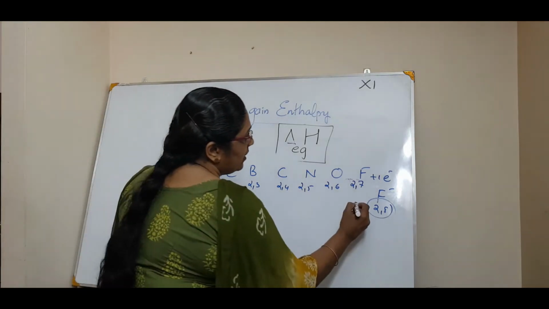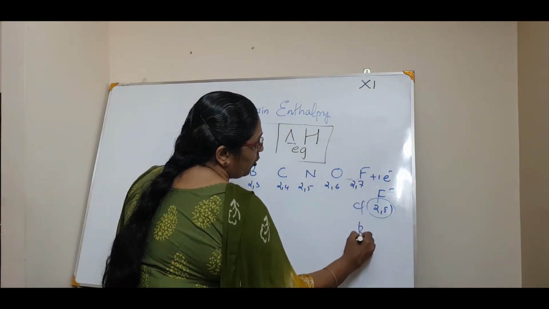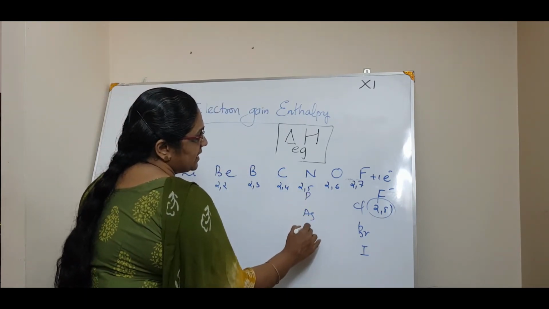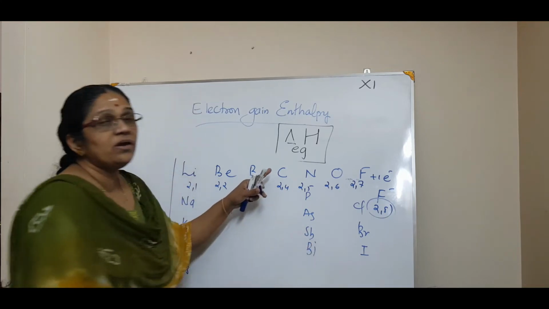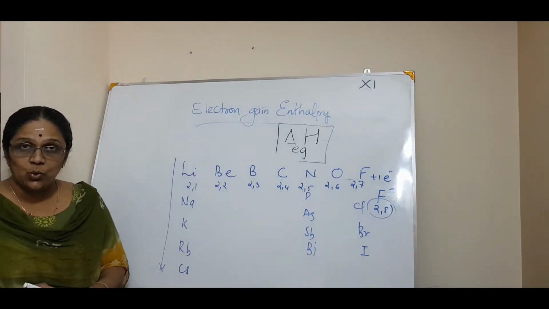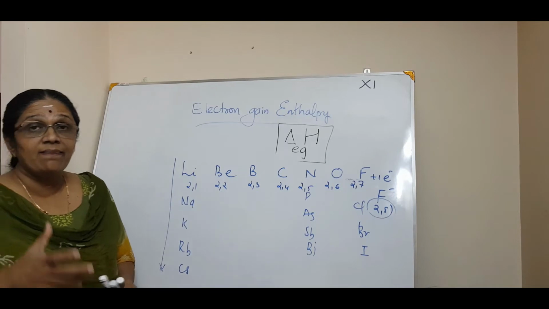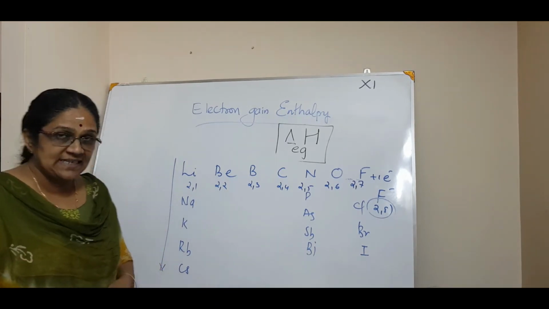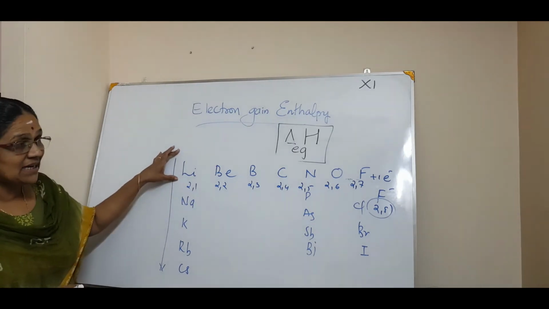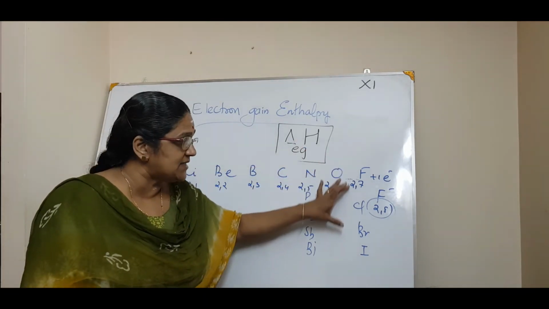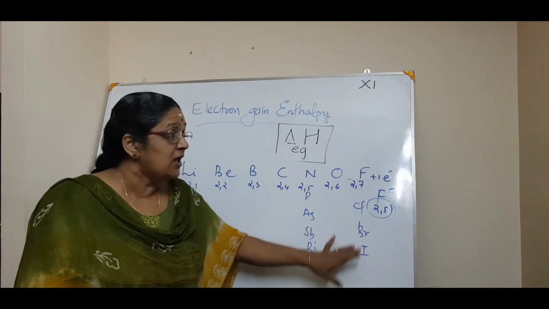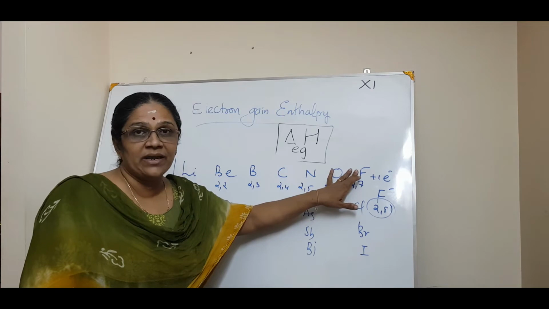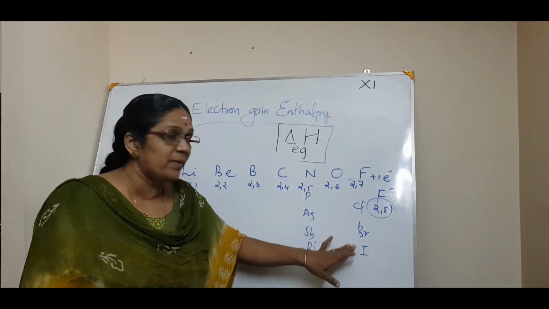Which means that if you say, for example, fluorine, chlorine, bromine, iodine, or nitrogen, phosphorus, arsenic, antimony, bismuth, while going from top to bottom in a group, the electron gain enthalpy value will become less and less negative, which means that the highest electron gain enthalpy, if you consider fluorine, chlorine, bromine, iodine, the fluorine will have a higher electron gain enthalpy than chlorine, than bromine, like that.